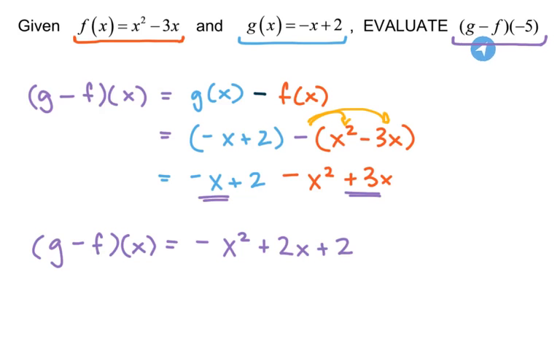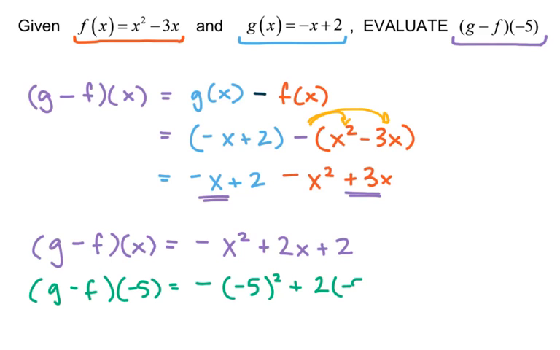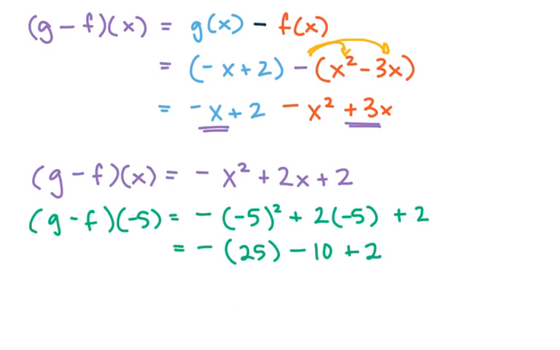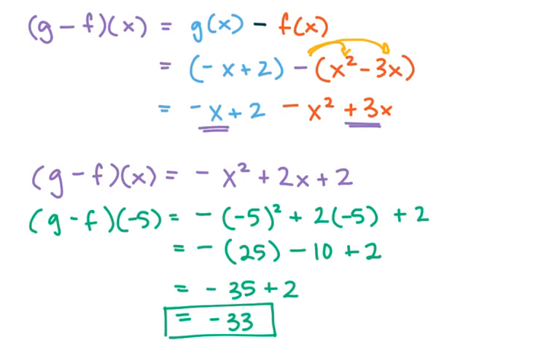So now if I'm asked to evaluate g minus f of negative 5, that just means I'm plugging negative 5 in for x. So negative, we have negative 5 squared, again noticing my parentheses, plus 2 times negative 5 plus 2. Or negative, that was positive 25 when I squared it, minus 10 plus 2. Now I have negative 35 plus 2, or negative 33. So that's my output value.